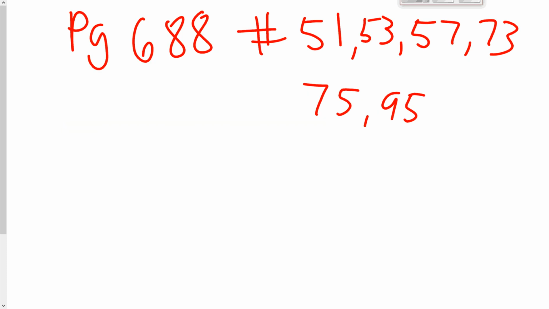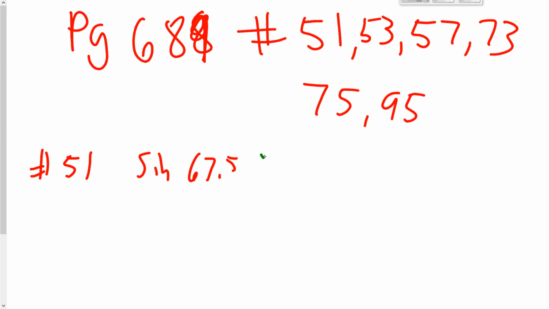Okay, so here we go on page 688, starting on number 51, which is actually starting on page 689. So you can start with number 51 and start working through these problems, and then you come back and watch the video of how to do them.